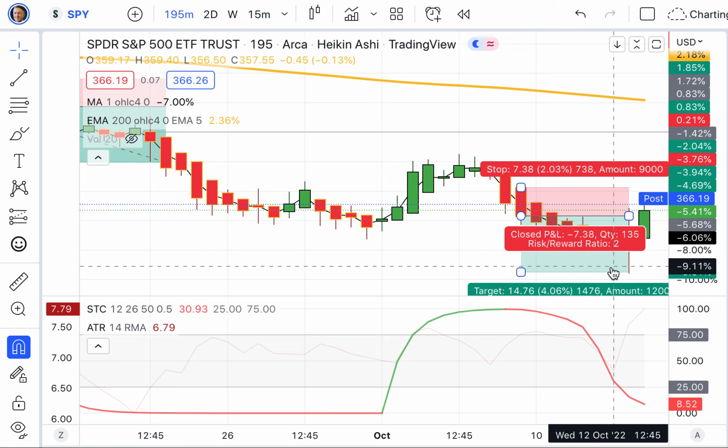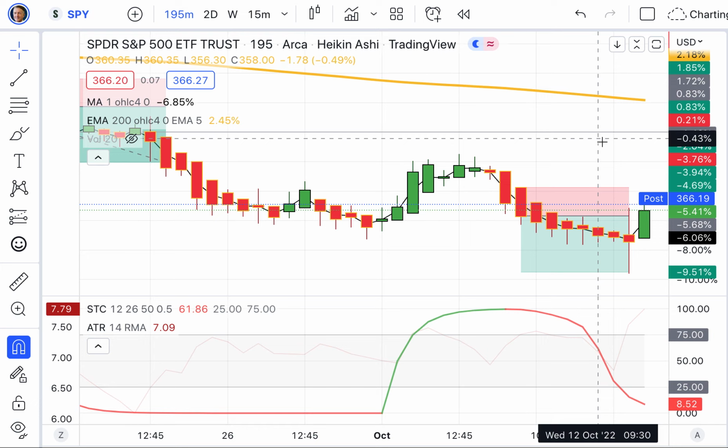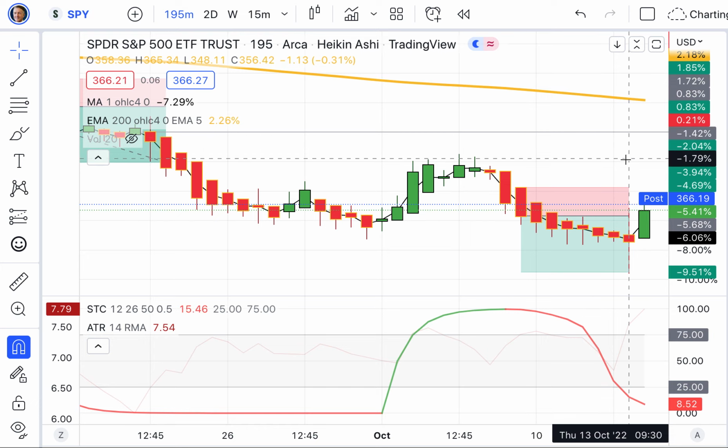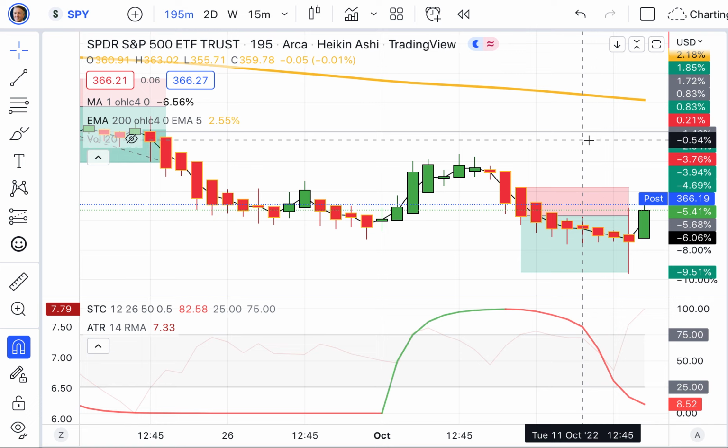Absolutely beautiful. A reward of 4.06% in how many days? 1, 2, 3, 4.5 days. Is that not absolutely gorgeous? Absolutely it is. Following all the rules, seeing it work. Does it work every time? No. No, it doesn't. That's why we set our risk to reward ratios. That's why we follow the plan.